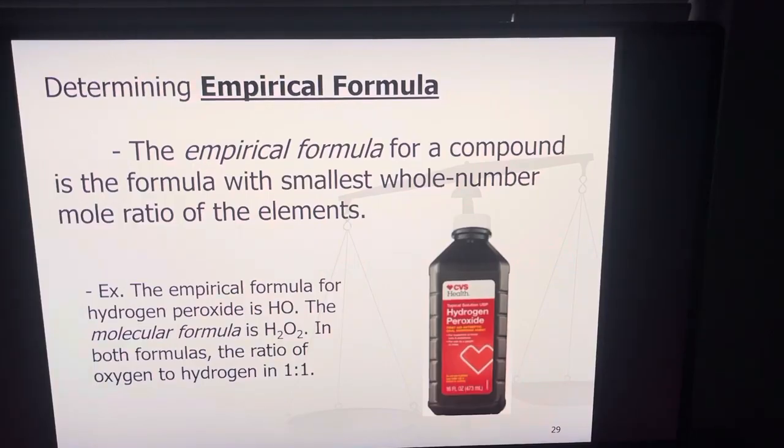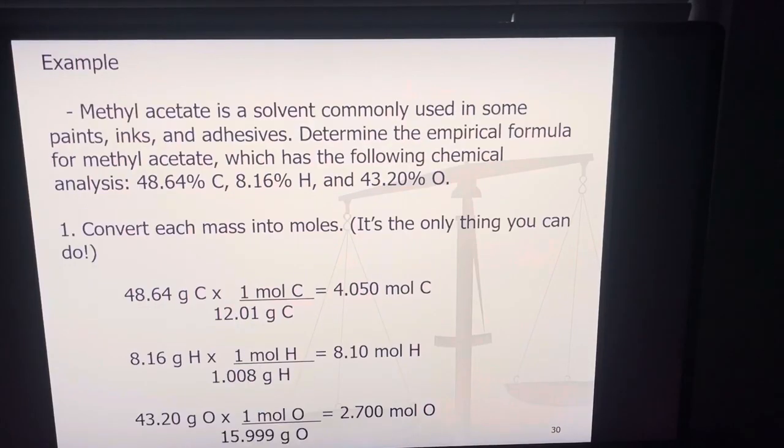But there's something else called the molecular formula. And hydrogen peroxide's molecular formula is H2O2. In both formulas, the ratio of oxygen to hydrogen is 1 to 1. And we're going to see why this is important in a moment. Okay. So here's the first example.